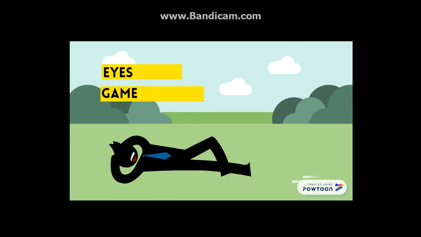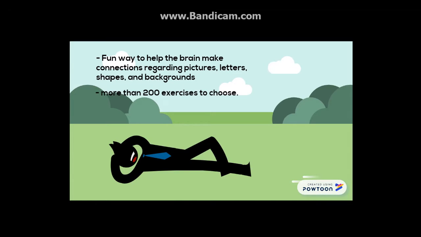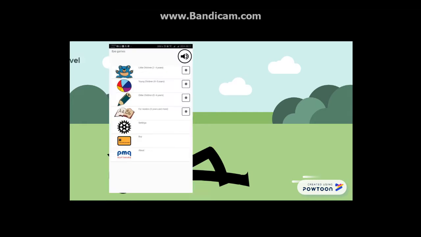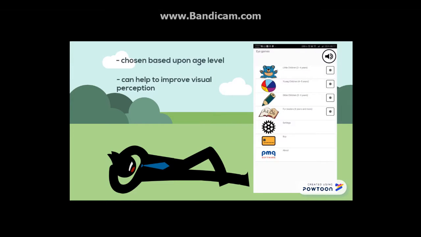The second app is iGames. iGames is a fun way to help the brain make connections regarding pictures, letters, shapes, and background. With more than 200 exercises to choose from, these are games that can be played by absolutely anyone. It can help to test the theory about dyslexia and help with reading disorder, brain injury recovery, and much more. The games are chosen based upon age level. Kids as early as 3 years old can begin using the games, and it can help to improve visual perception.